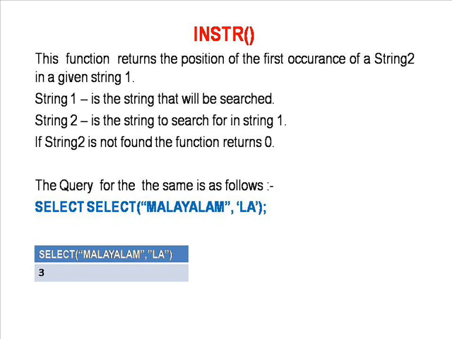So we give the statement select instr in brackets quotations Malayalam, quotations complete, comma, and in quotations again LA. So it will display 3. Why will it display 3? Because it will search for LA in the string Malayalam, and the first occurrence of LA is at position 3. The output is displayed below.